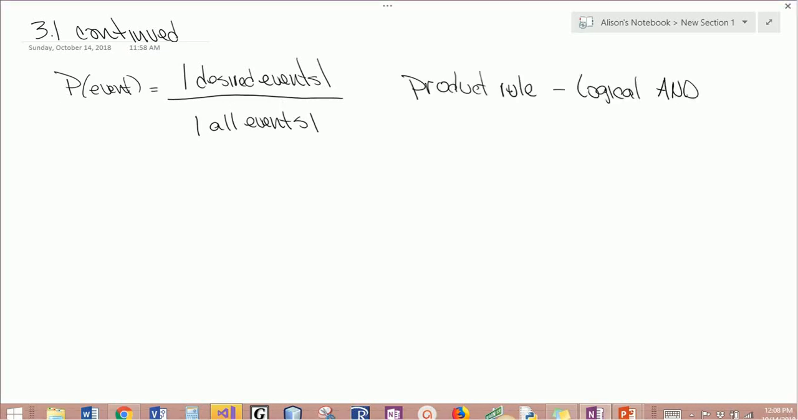The product rule told us that if we had a series of tasks that were sequential in nature, it was a logical and. We have to do this and that, such as a license plate number or a password. Each character in the license plate or the password would be tied together through a logical and. That product rule said that we would take each one of the tasks and multiply them together.